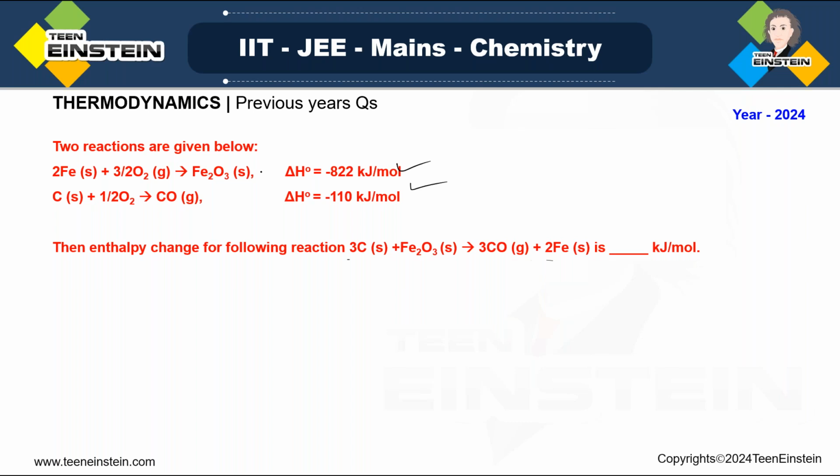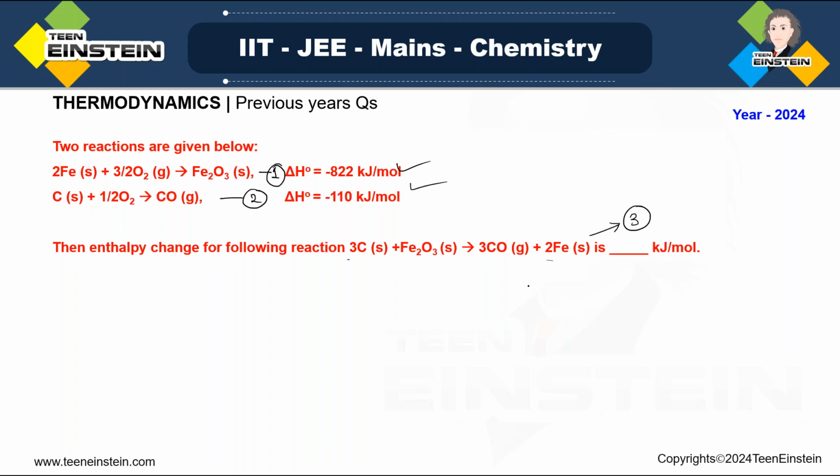Suppose this is equation number 1, this is equation number 2, and this is equation number 3. So we will arrange equations 1 and 2 in such a way that we get equation 3. Depending on how you arrange them, maybe you are multiplying with 2 or 3, adding or subtracting equations, accordingly we have to calculate the del H value, because these values are additive in nature.